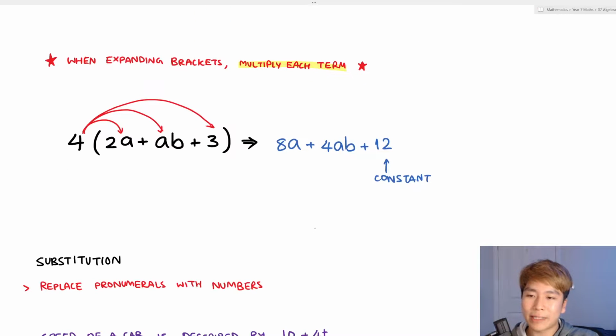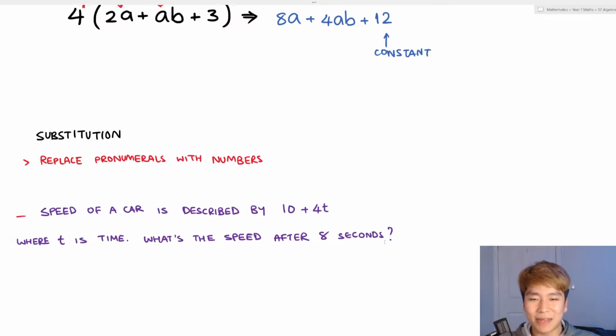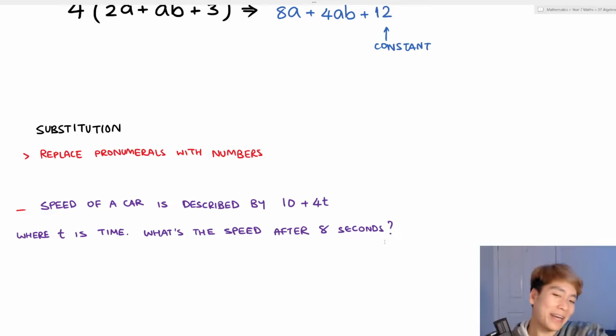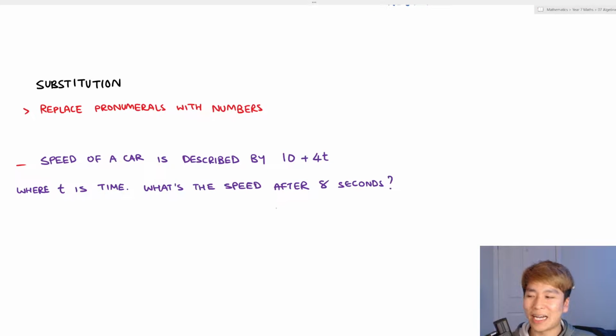Essentially, I'm replacing my pronumerals or my symbols or my letters with some numbers, to get some kind of value out of it. So for example, me being a science teacher and a maths teacher, I know how fast my car is going, say my car speed. The speed of my car is described by this expression here, 10 plus 4t, and the t here just represents some time. Now, my question is, what's the speed of my car after 8 seconds?